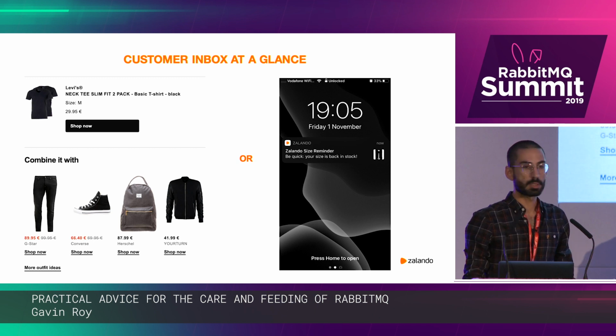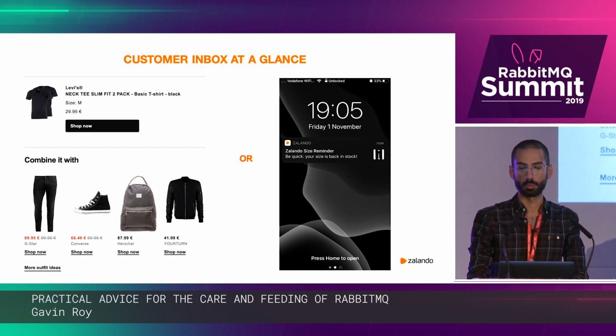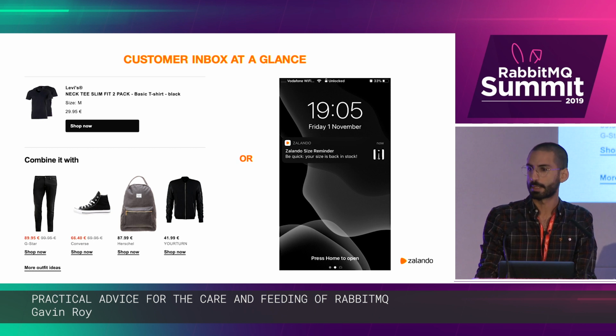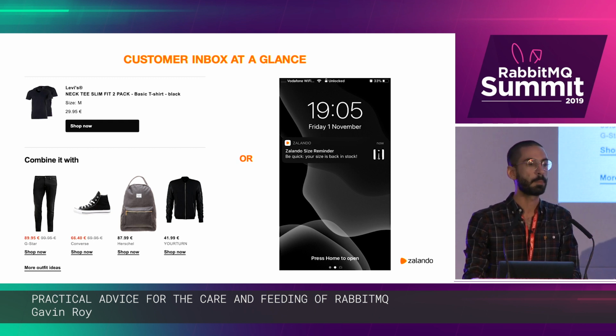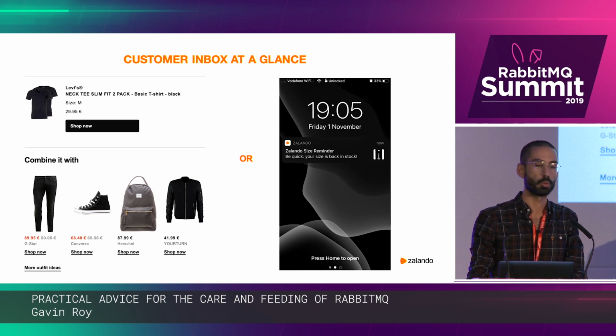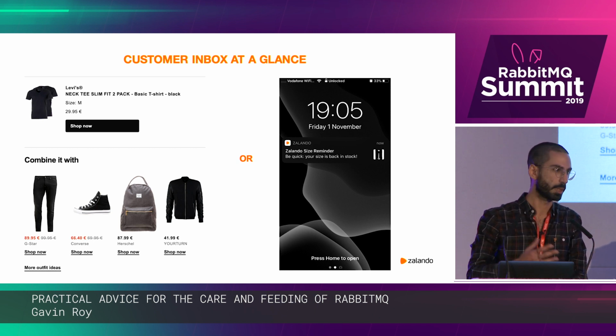And this is customer inbox at a glance. Has anyone shopped at Zalando before? So probably you've interacted with our product. Customer inbox is the team that manages the inbox premises of the customer. We view your email inbox as a premise and as a window to our shop as well, coming back or getting the information that you need at a glance.